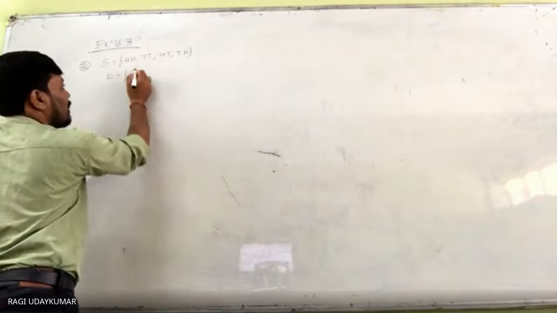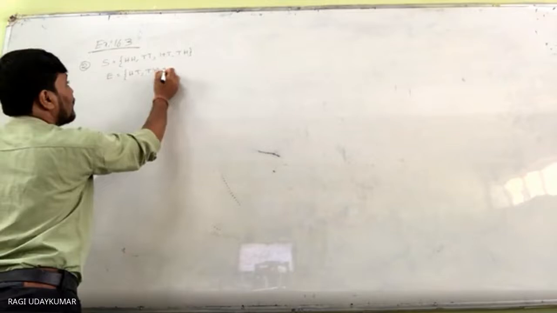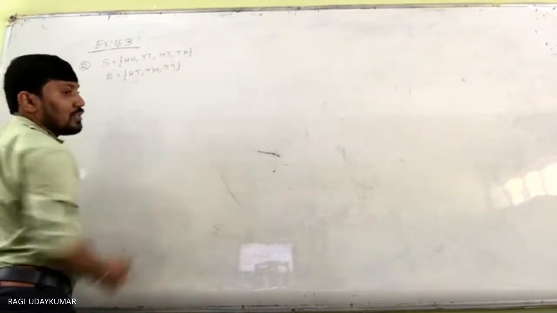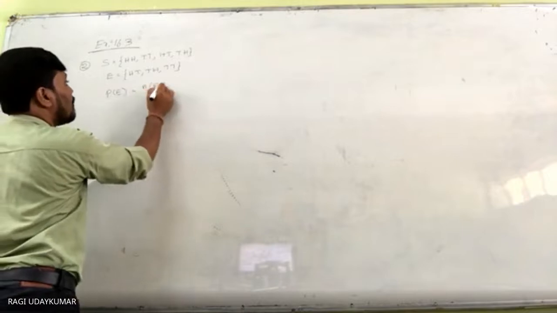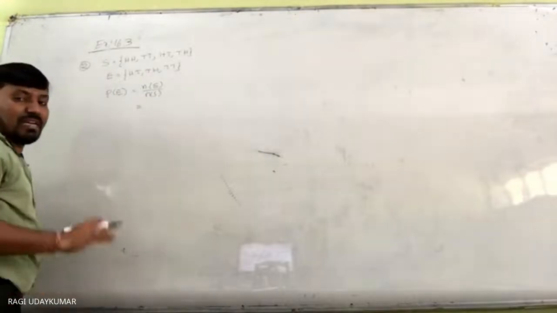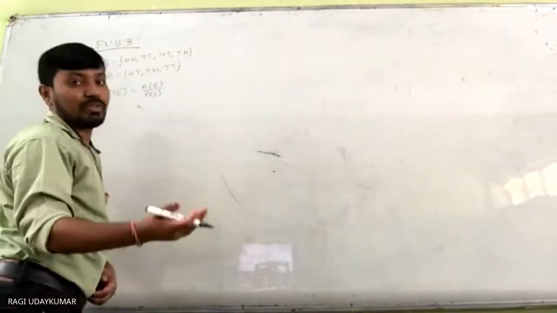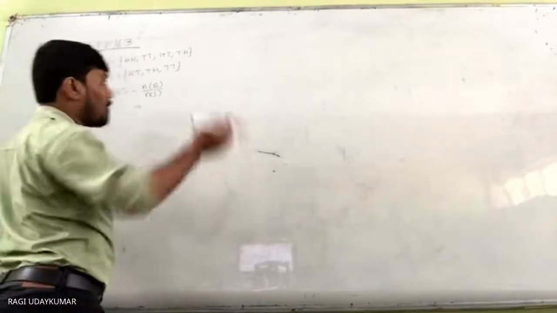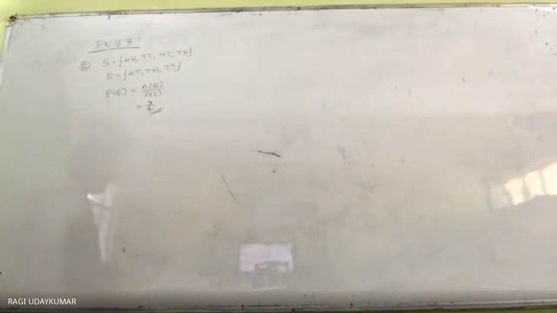At least one tail means two tails should also be taken into consideration. So E is head tail, tail head, tail tail. This should be taken. So the probability of this event E is equal to N of E by N of S. The number of elements in that set is called the number of favorable outcomes for the particular event. So it is 3 by 4. 3 by 4 is the probability.